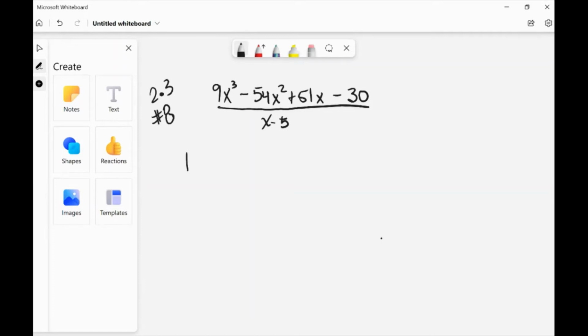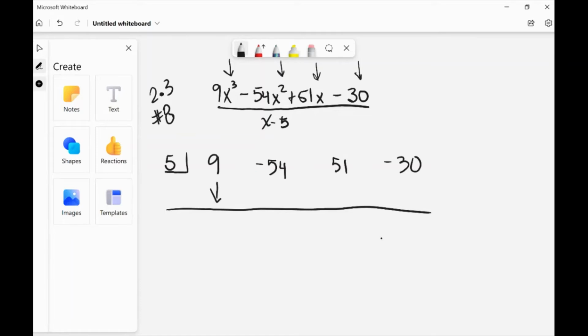All right. So what would be our K? Anyone? What would be K? It'll be 5. Yep. It would be 5. And we have everything in descending order. We have x to the third power, to the second power, to the first power, and our constant. So 9, negative 54, 51, negative 30.